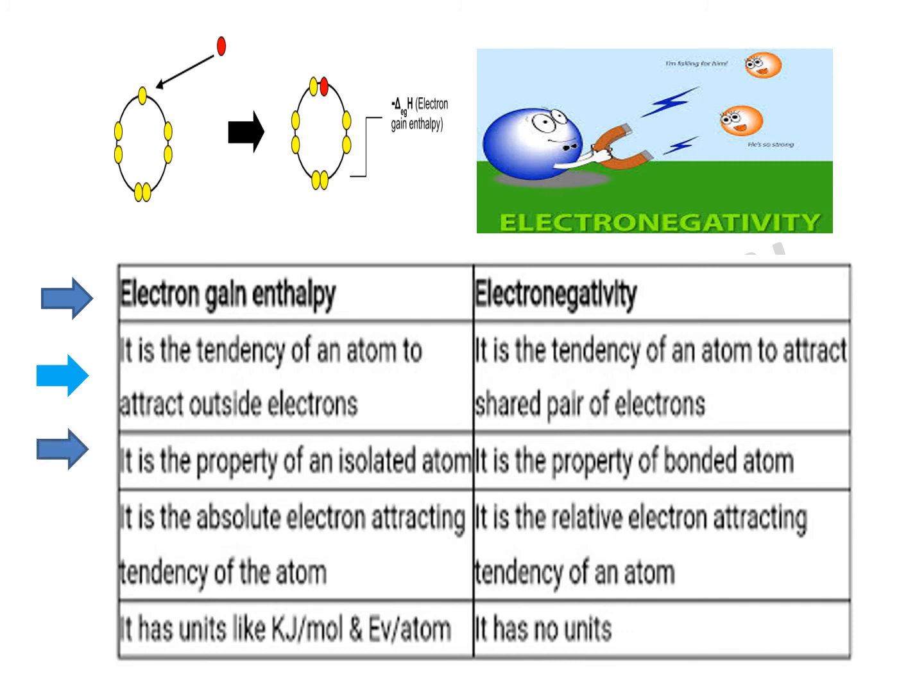Electron gain enthalpy is the property of an isolated atom, whereas electronegativity is the property of bonded atom. Electron gain enthalpy is the absolute electron attracting tendency of an atom, whereas electronegativity is the relative electron attracting tendency of an atom. Electron gain enthalpy has unit kilojoules per mole or electron volt per atom, whereas electronegativity has no unit.